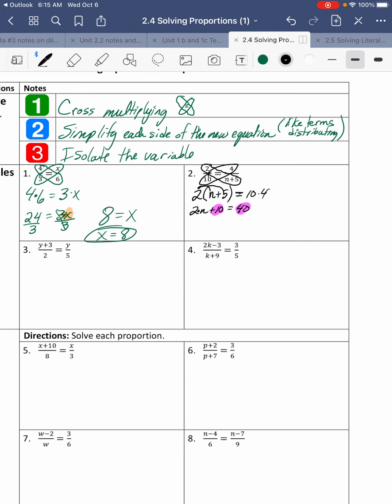Otherwise, you look at the n, and from the n we have a multiplication times 2, and we have adding 10. Reverse order of operations would mean you have to take care of the addition first. That's the last thing in order of operations, addition and subtraction. So bringing down the 2n equals 40 minus 10 is 30. We divide by 2, and n is going to equal 15.